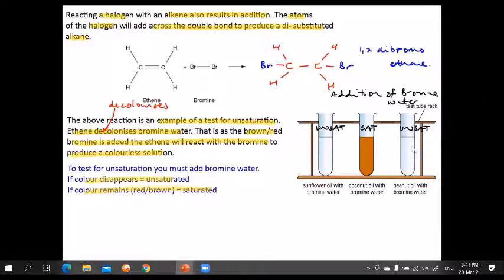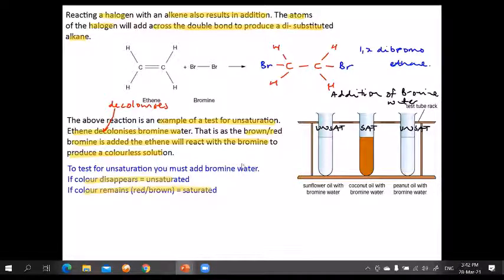And then the last test tube on the right, the peanut oil with bromine water. Again, it has gone clear, just like the first test tube, which means that the peanut oil must be an unsaturated hydrocarbon, such as an alkene, since the bromine is reacting with a double bond to form this colorless compound.